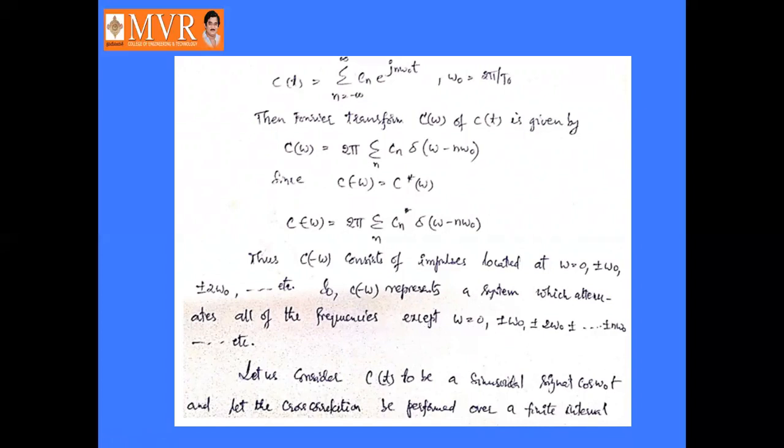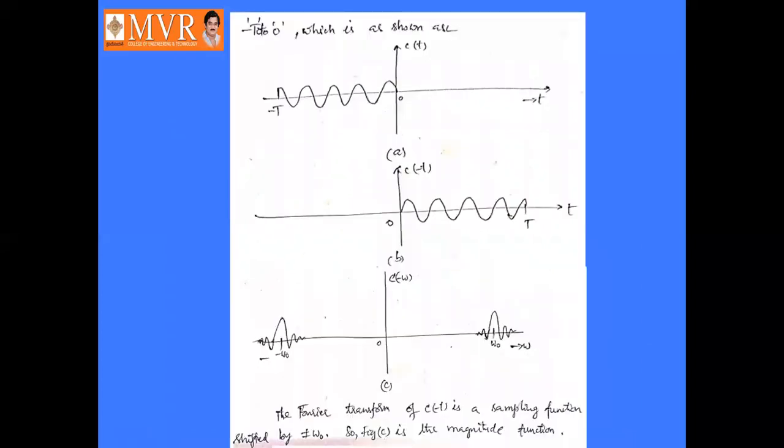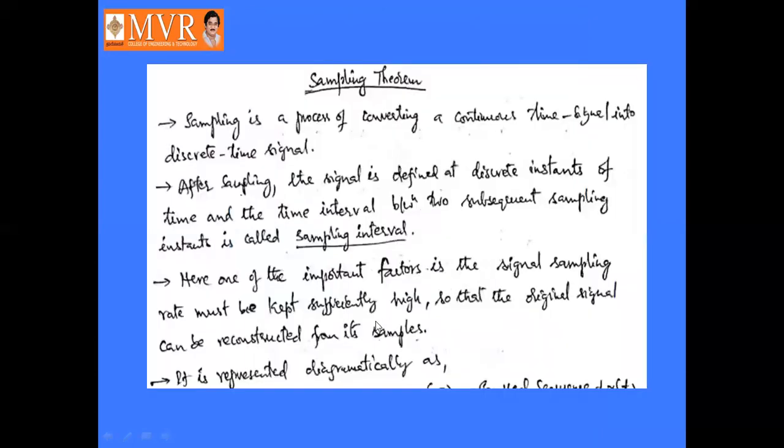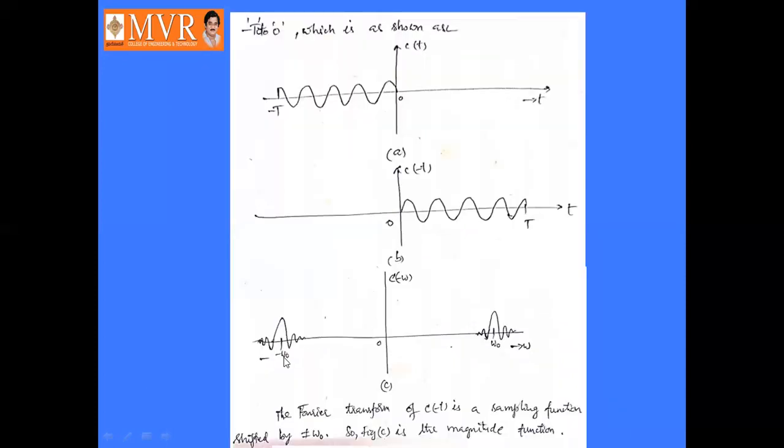So let us consider C of t to be a sinusoidal signal cos omega naught t, and let the cross correlation be performed over a finite interval, from minus t naught to 0, as shown. So minus t naught to 0 is C of t. C of minus t is its mirror image, 0 to t naught. Then C of minus omega is nothing but this one. So it is varying from minus omega naught to plus omega naught.